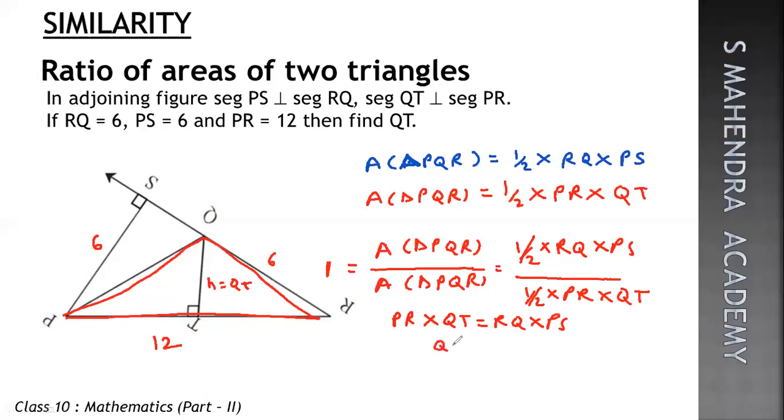So QT will be RQ, the value of RQ is given as 6 units, the value of PS is given as 6 units, divided by PR, and the value of PR is 12 units. So the height QT will be 3 units.